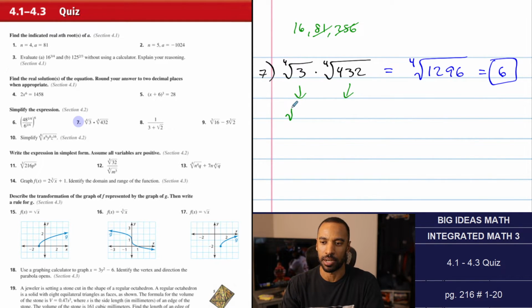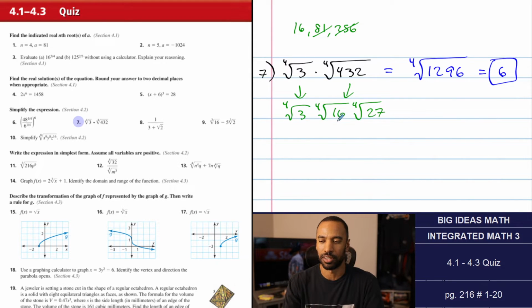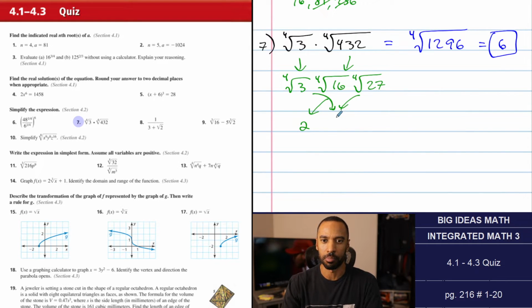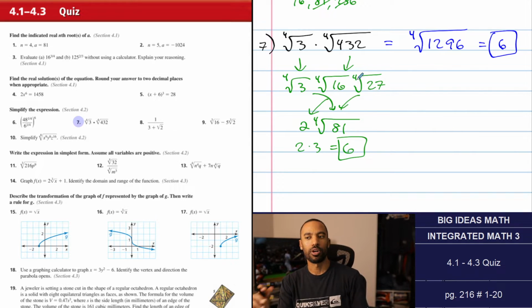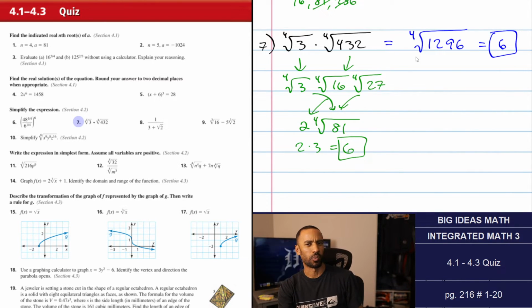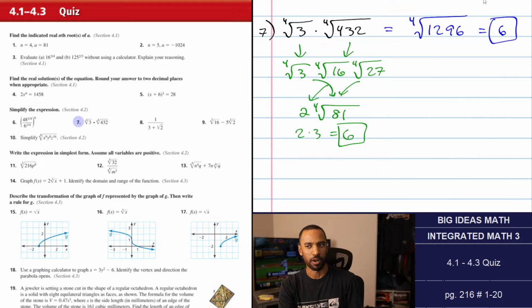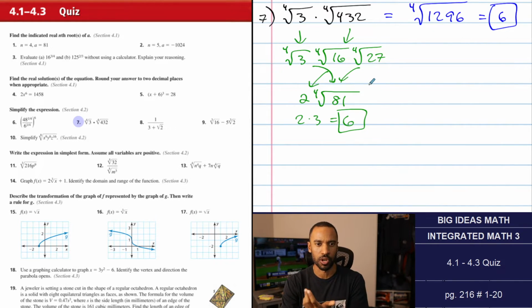So this might not be any easier. We've got 3 times the 4th root of 16 times the 4th root of 27. The 4th root of 16 is 2. Now, the others themselves aren't perfect fourth power values, but if you combine them, because that's generally the goal, right? When you simplify, you bring them back as one. 3 times 27 is 81, and the 4th root of 81 is 3. So you get 2 times 3, which is 6. So there's a lot more to do with that one, I suppose. I don't know which one works better for you. That one works better for me, but that's because I know what those numbers are.